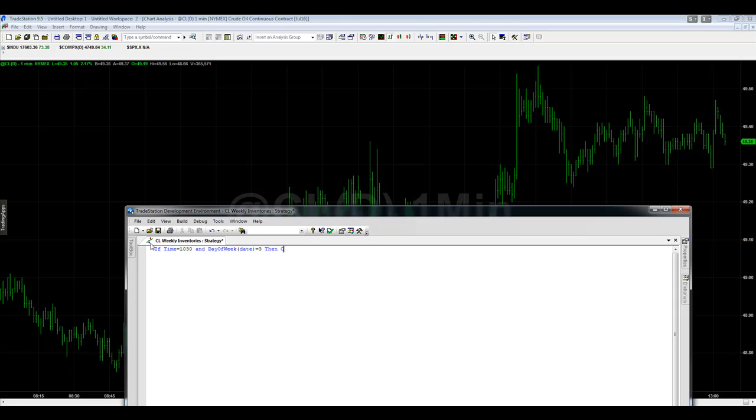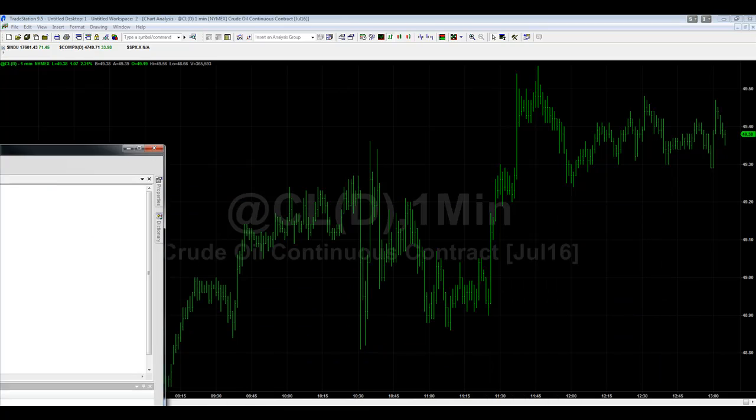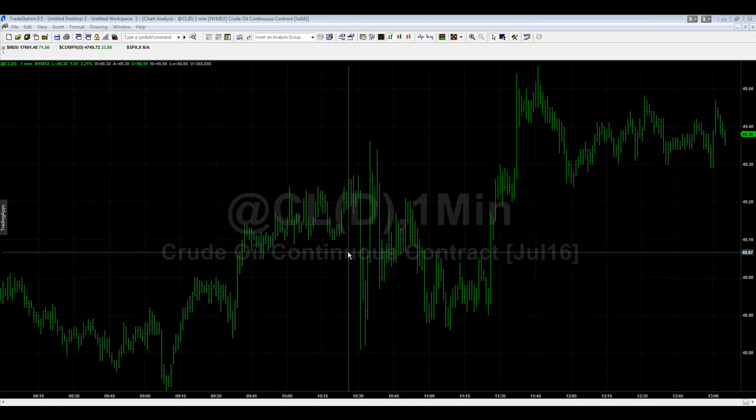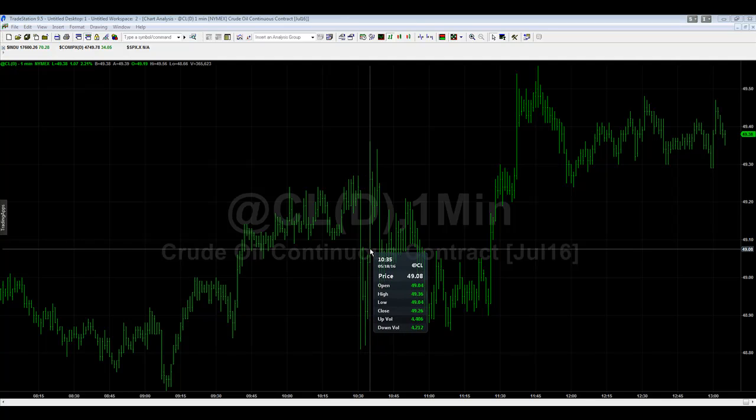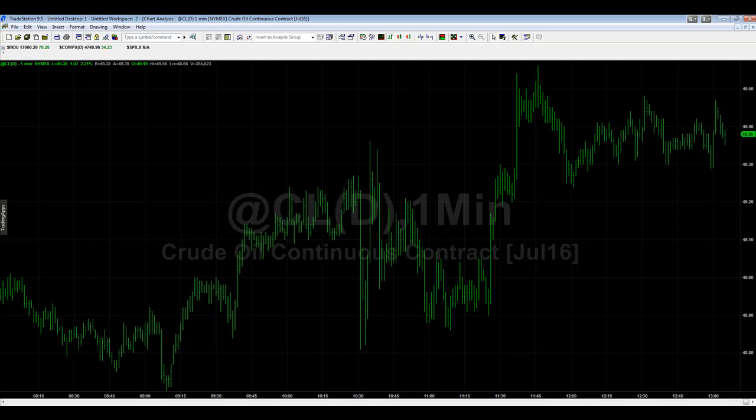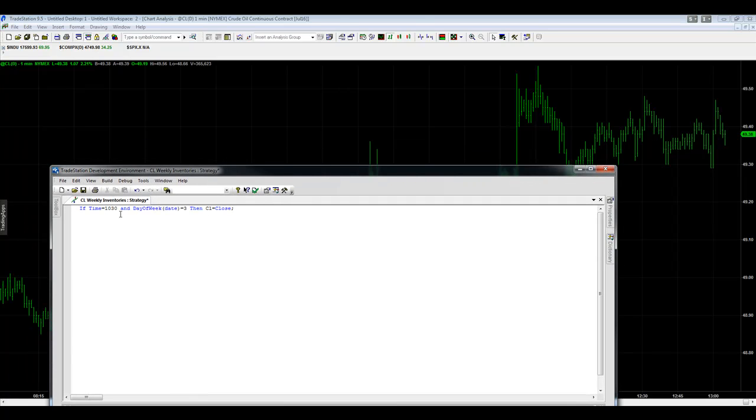So if you trade on Sunday nights, then CL, which is the close, is equal to the close. So basically, we're anchoring the close of the 10:30 bar. And you see this right here. We want to reference the price of 49.24, even when it's on this bar and on this bar and on this bar and on this bar. The CL that we're defining will be the closing price. And we have to make that a variable. We can't just state something that's not known.